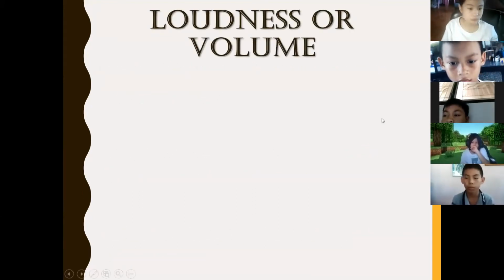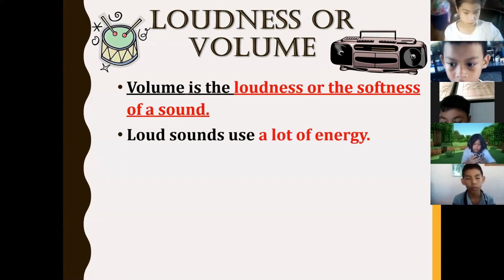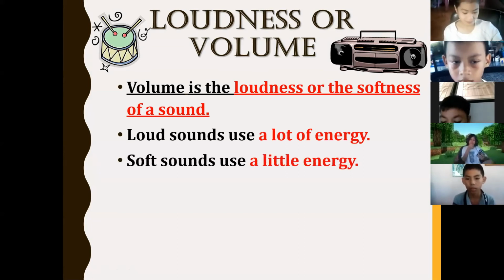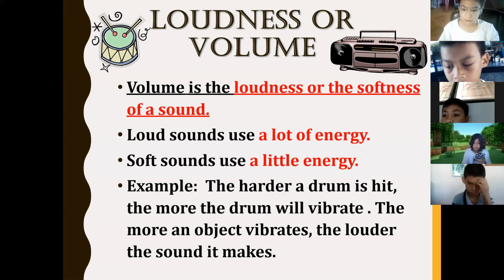Next, let's go on with loudness or volume. So volume is the loudness or the softness of a sound. Loud sounds use a lot of energy. Soft sounds use a little energy. For example, the harder a drum is hit, the more the drum will vibrate. The more an object vibrates, the louder the sound it makes.